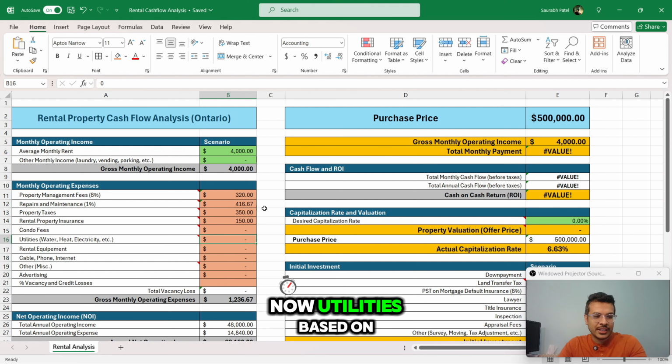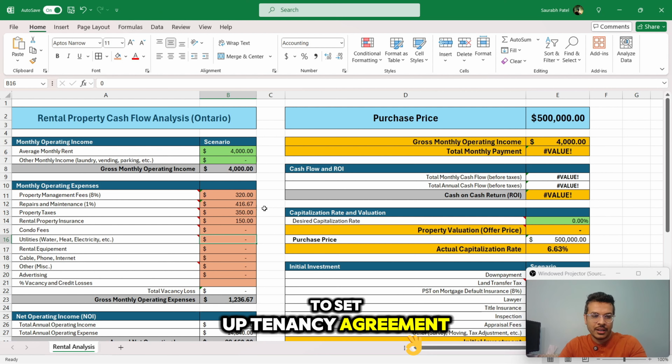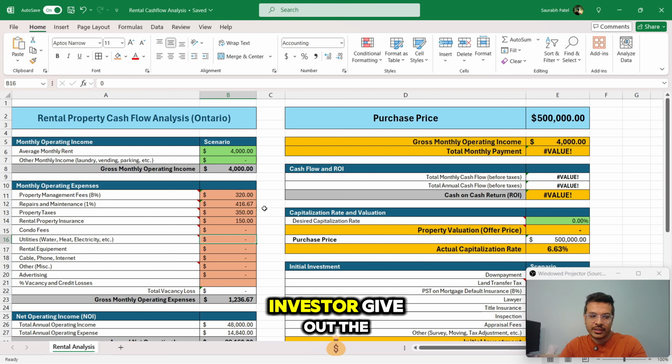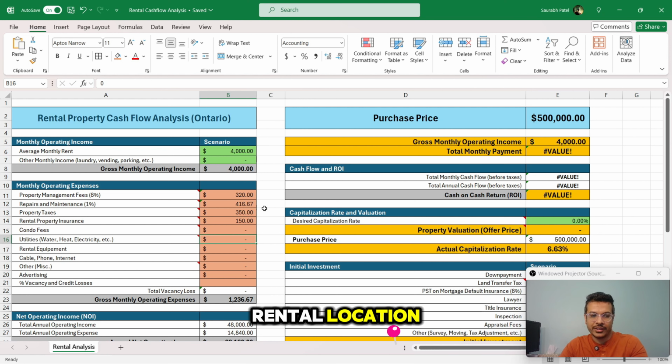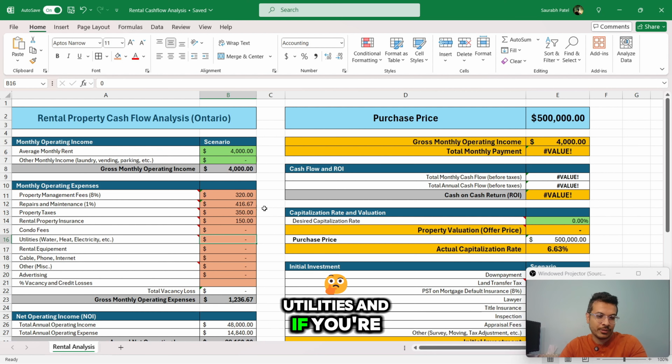Now utilities, based on how you are going to set up the tenancy agreement. Normally, most of the time, investors give the utilities to the tenants. They pay their utilities along with the rent. So that's how much you can get for the utilities. But sometimes if the market is not strong in demand or your property is maybe somewhere off from the ideal rental location, then maybe to attract some good tenants, you can provide some utilities. And if you are doing that, you can add the option over here.